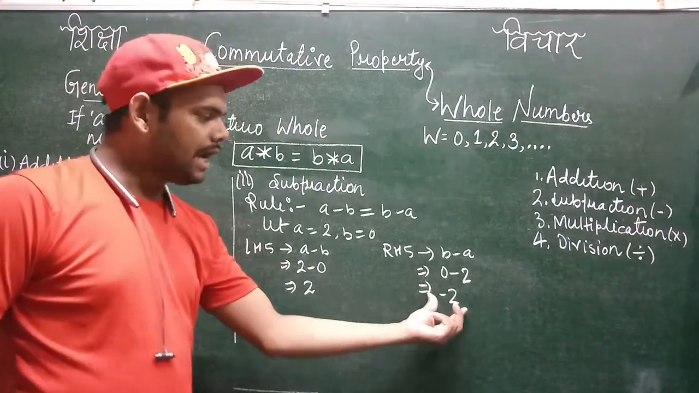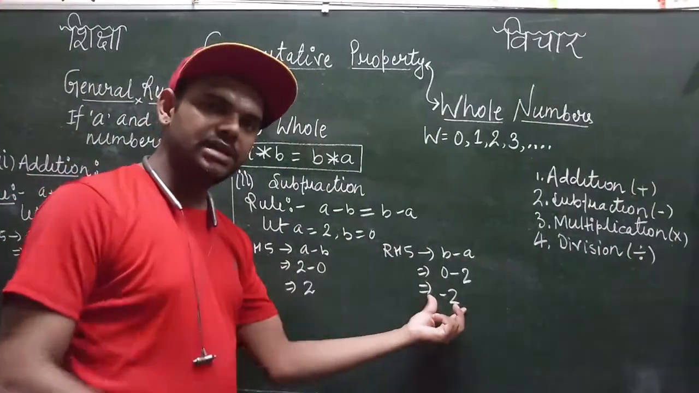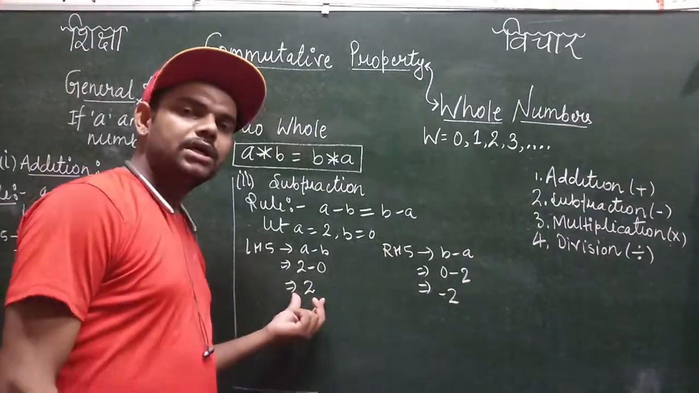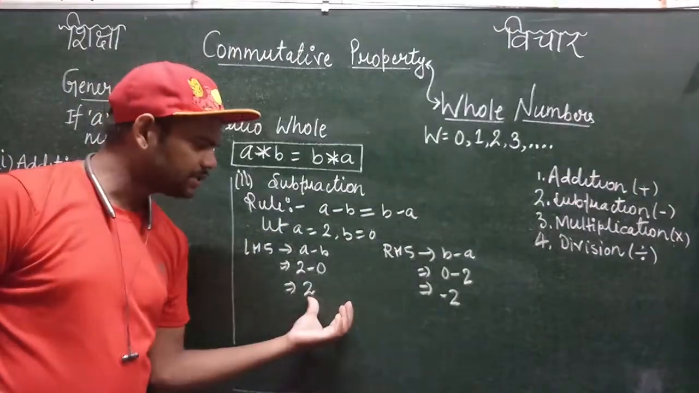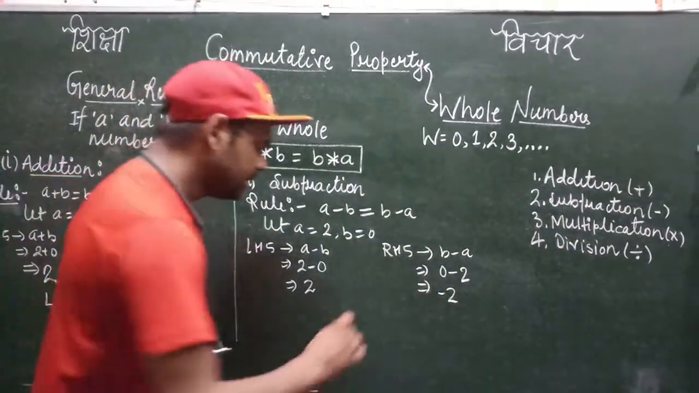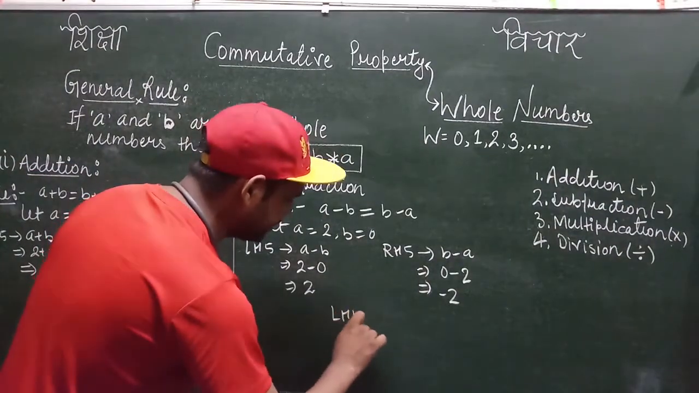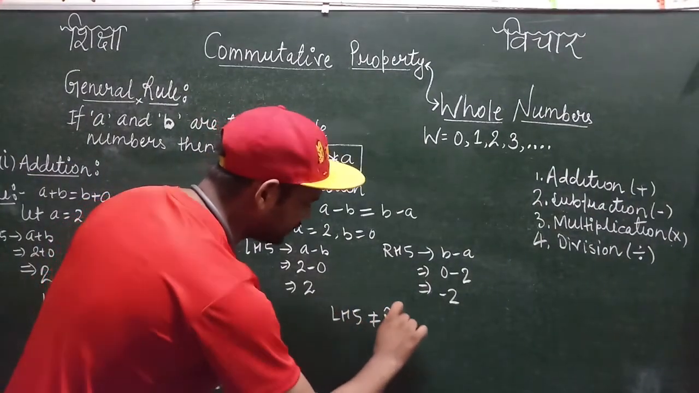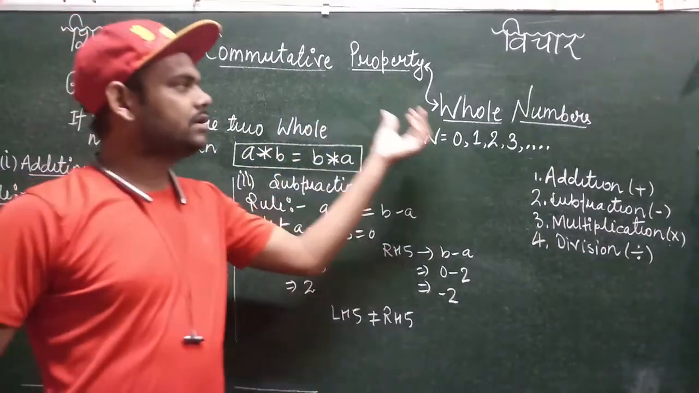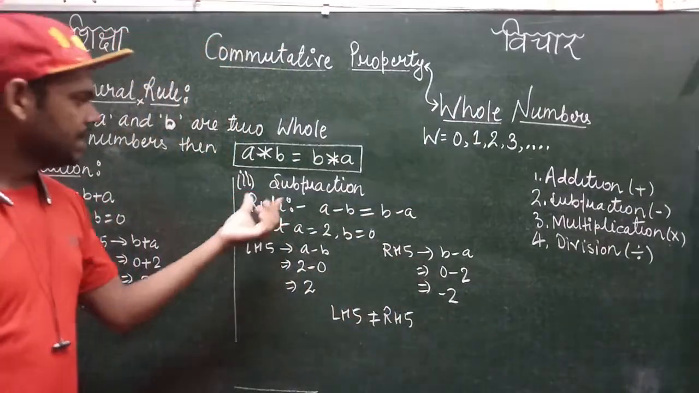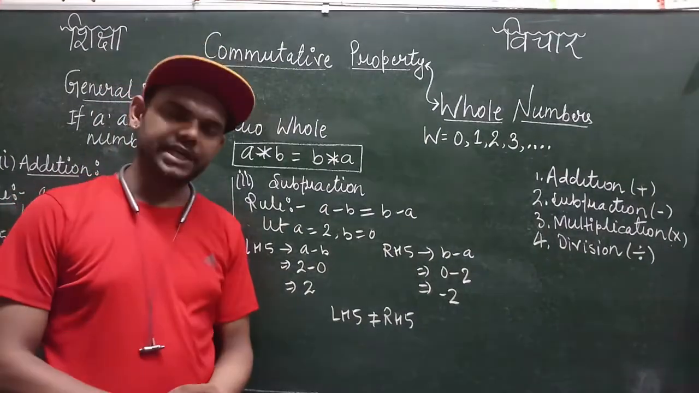So this is left side to the 0 of the real number line, and this is right side to the 0 in the real number line. So this plus 2 is not equal to minus 2. That means left hand side is not same as right hand side, and this implies that commutative property for whole numbers over subtraction is not satisfied.